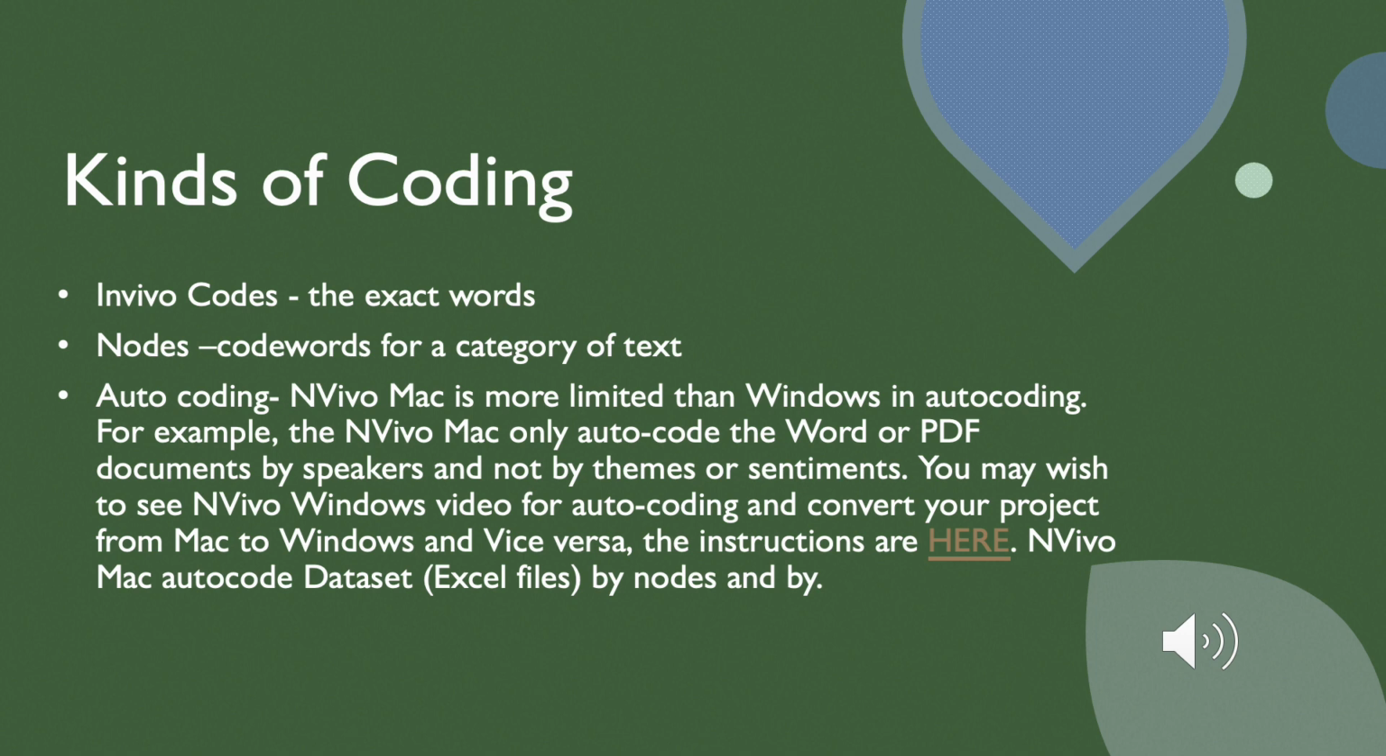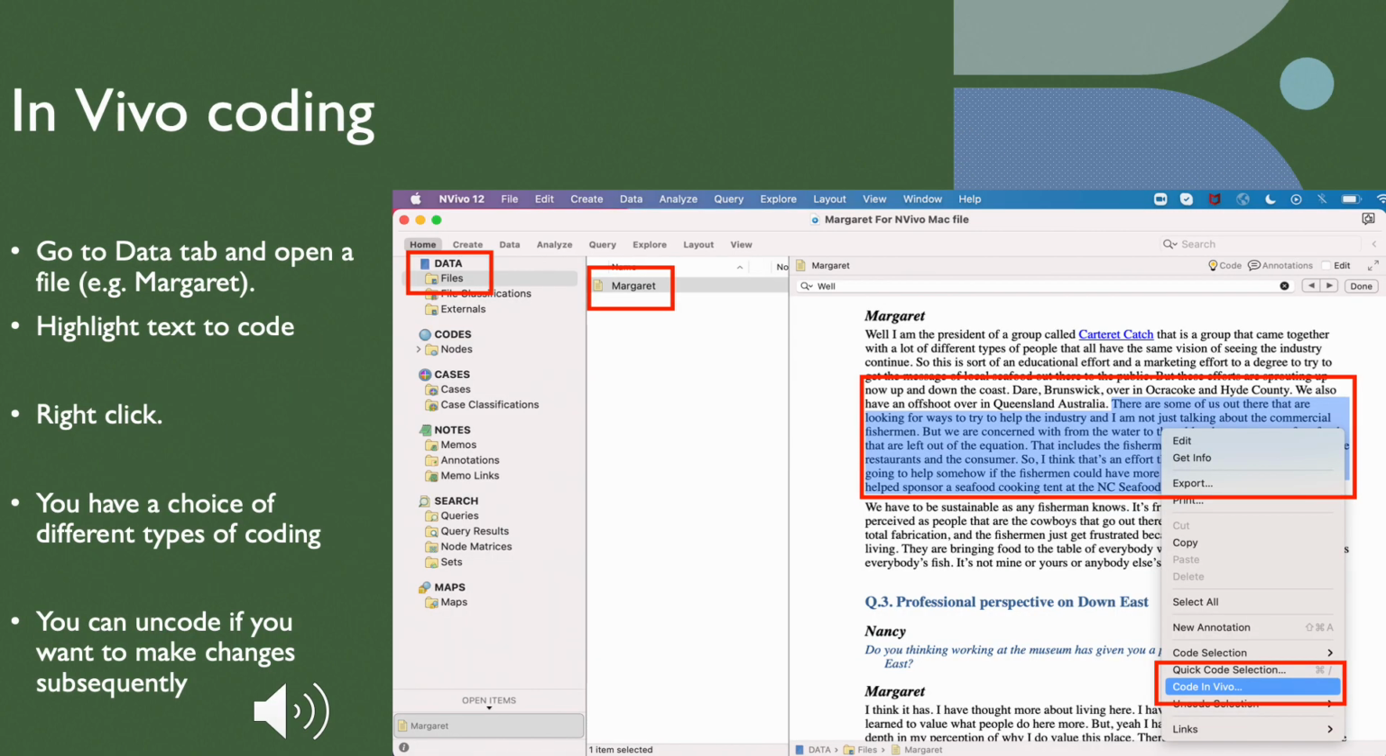NVivo Mac can autocode datasets like Excel files by nodes and by cases. However, we will not deal with autocoding on this page. We have dedicated a whole page to autocoding, and that is our next page in the Getting Started with NVivo course. Let us start with an example of NVivo coding.